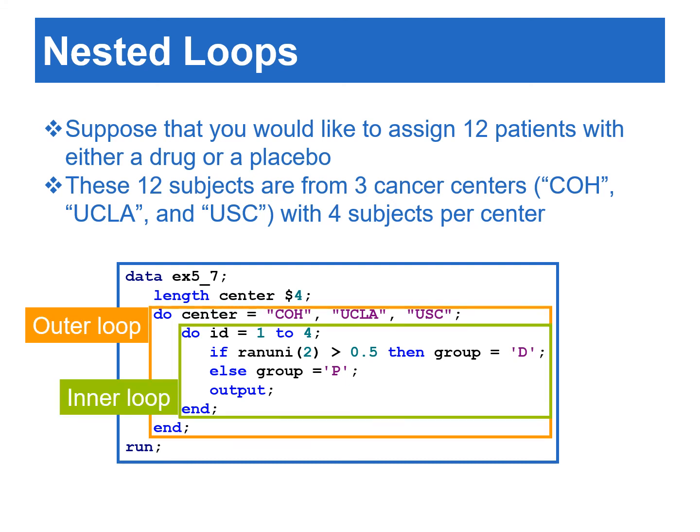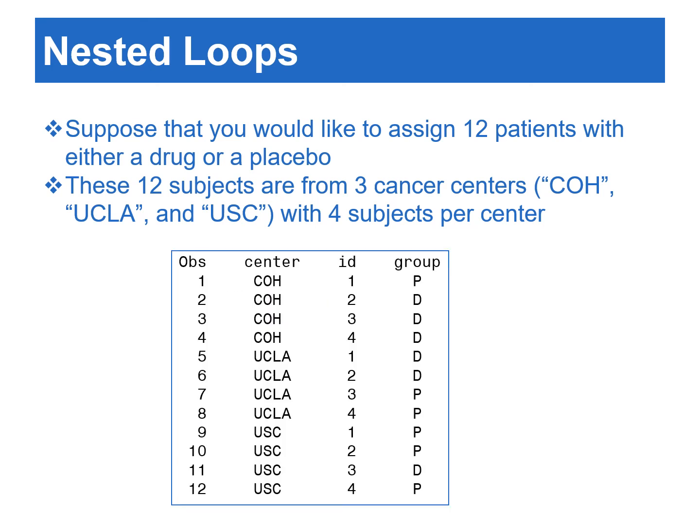In the outer loop, the index variable, center, is assigned the values with the names of the 3 cancer centers. For each iteration of the outer loop, there is an inner loop that is used to assign each patient to a group. Since the outer loop iterates 3 times, and the inner loop iterates 4 times, placing the output statement inside the inner loop will generate 12 observations.